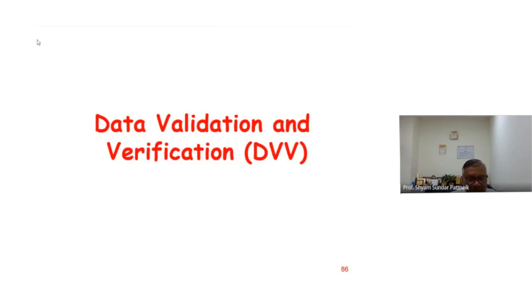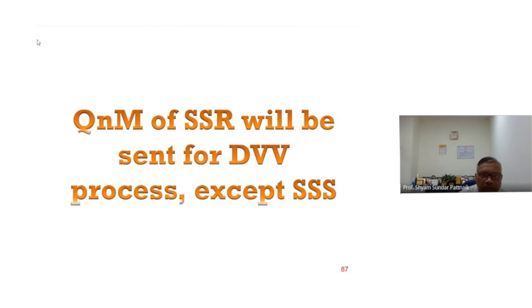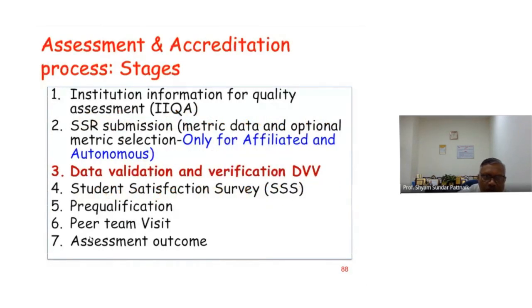Then coming to the data validation and verification. This is DVV. DVV is a very important aspect. The quality metrics of the self-study report which you will be submitting are sent for the DVV process, except the student satisfaction survey. Student satisfaction survey is not sent for peer review. So this is that DVV stage.